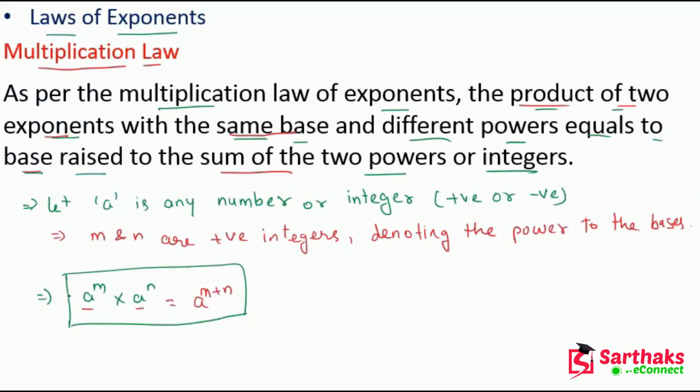If you find any two exponents having the same base but different powers, then the result will be the base raised to the sum of the two powers. It means if we have a raised to power m into a raised to power n, then the result will always be a raised to power m plus n. I hope you get this point, my dear friend.